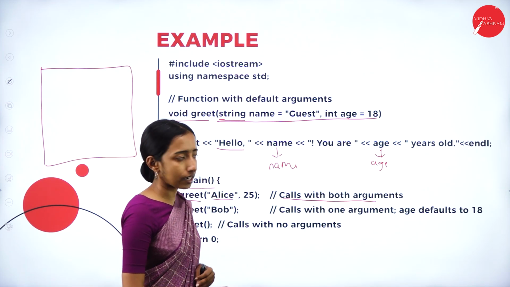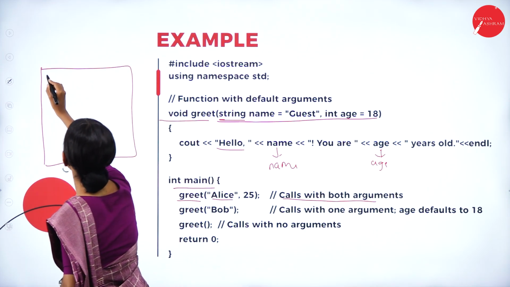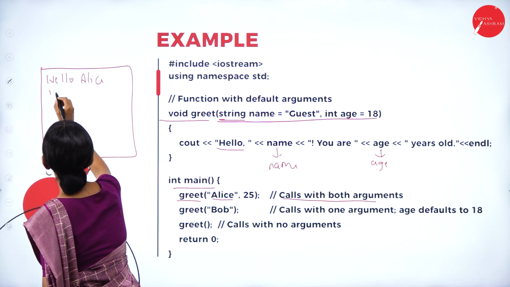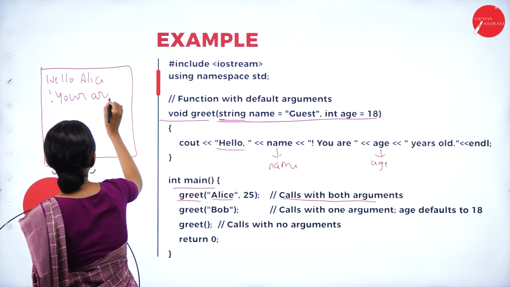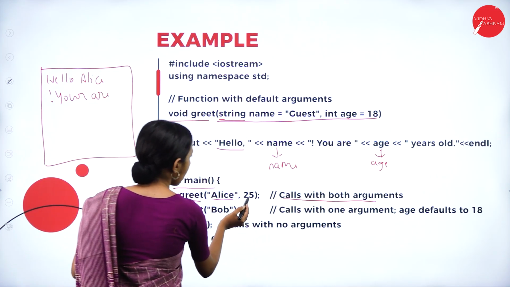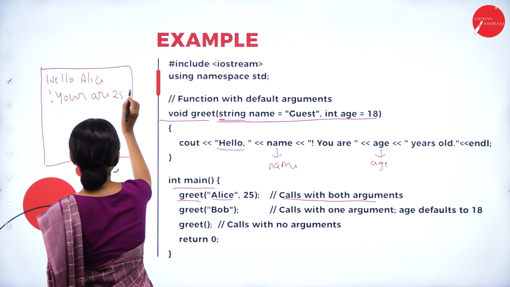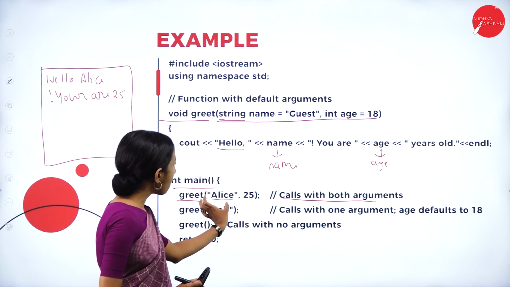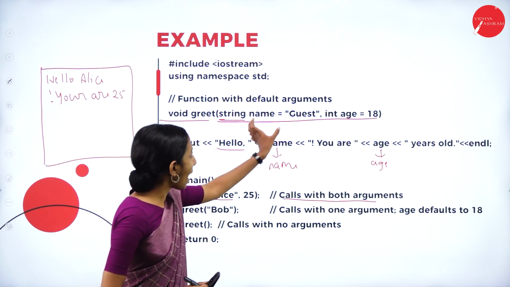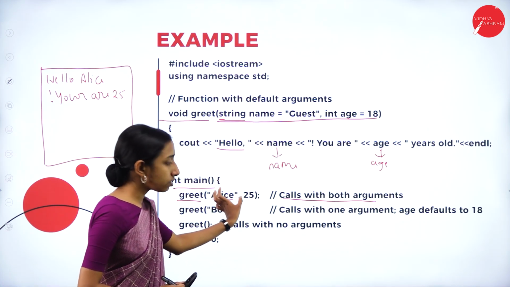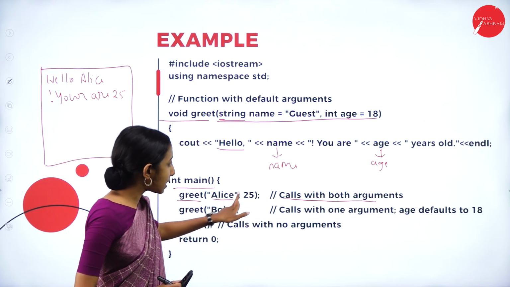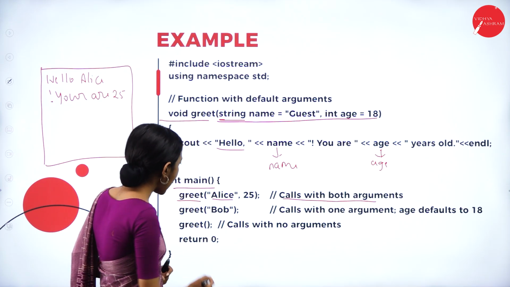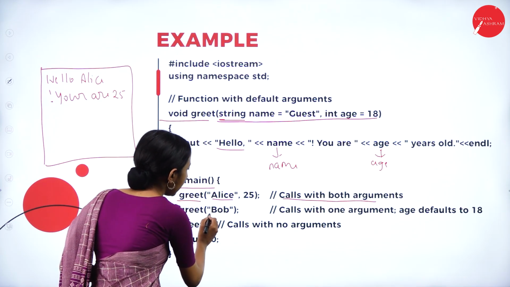I am passing two arguments. So now it will give hello Alice, you are 25, the age variable that I have given. So in the function I am passing two arguments, that is Alice and 25. So it calls with both arguments.